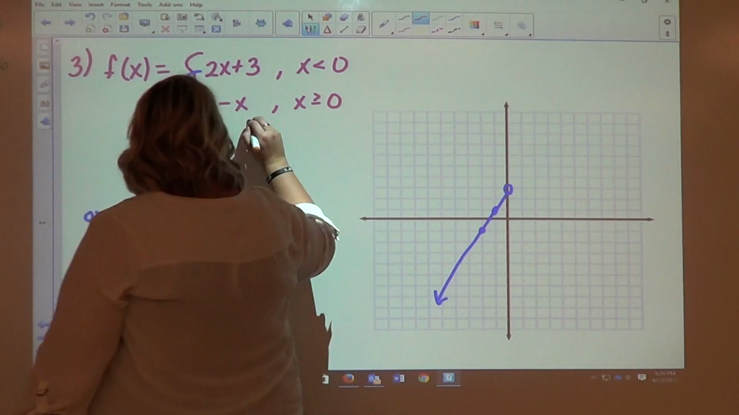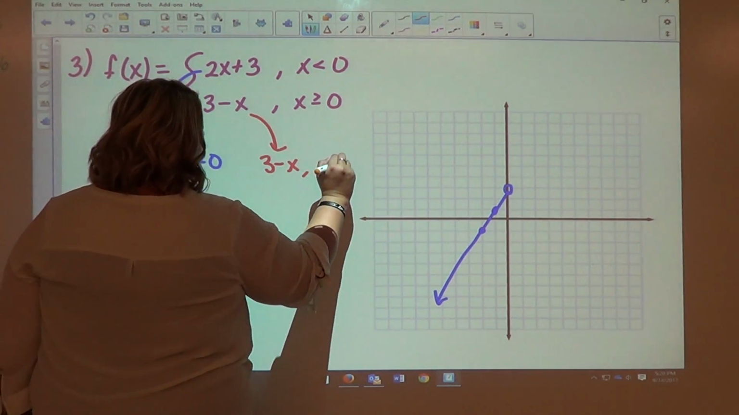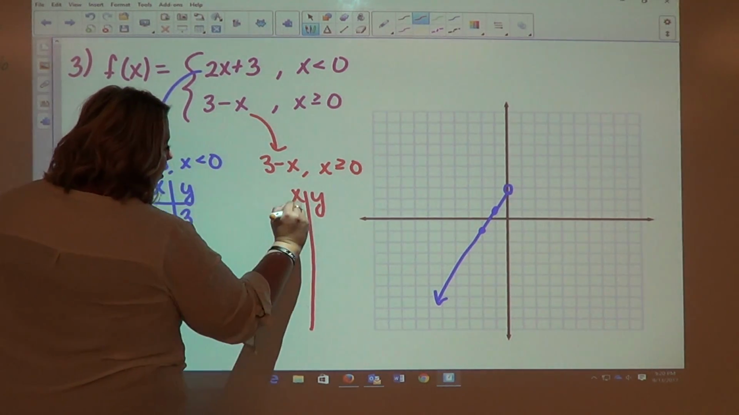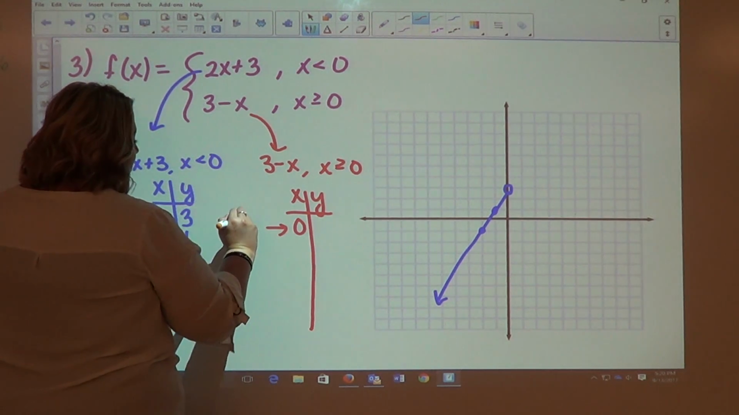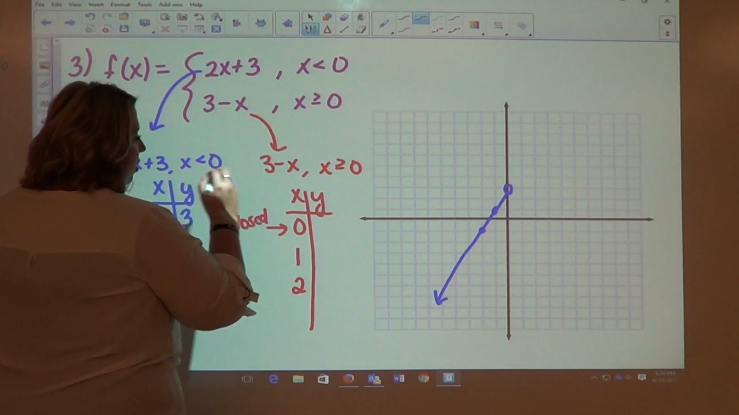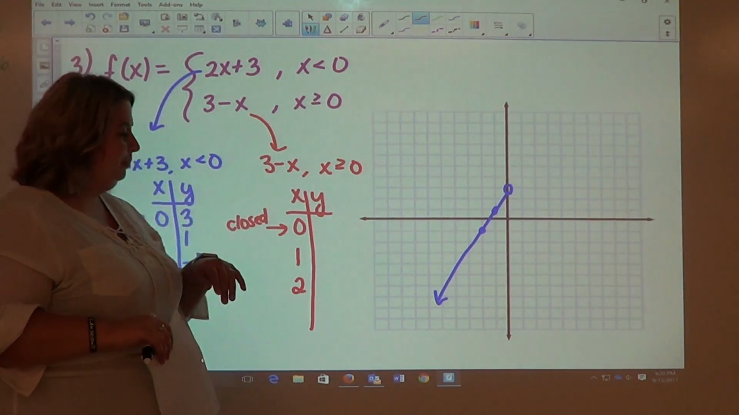Okay, the other part is for numbers that are greater than or equal to 0. So I'm going to use 0 again because that's our transition or our border point, whatever you want to call it. But since there's an equal to sign, I know it's going to be closed. And I want a couple numbers that are greater than or equal to that fit this scenario.